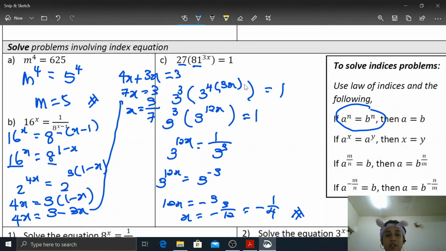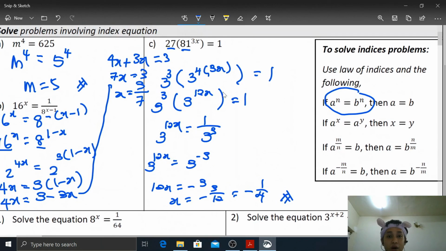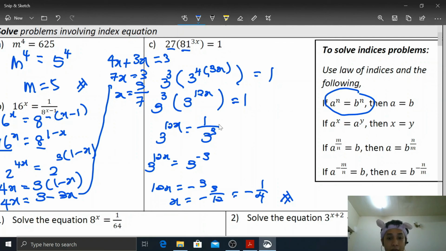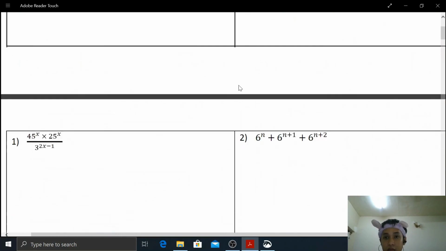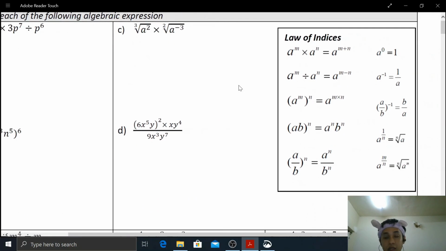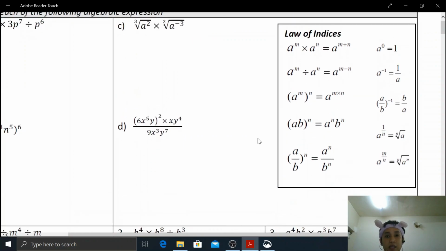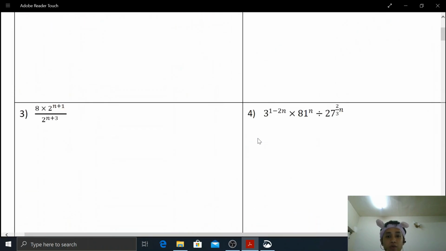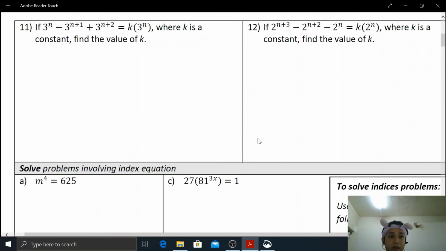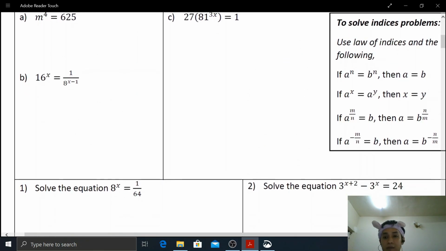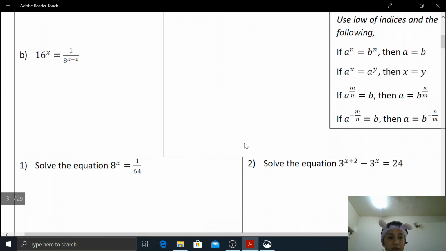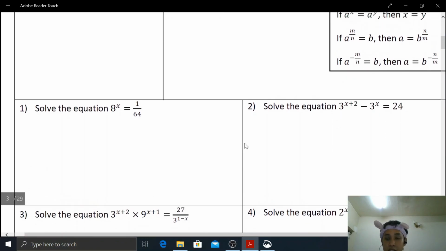So for indices, you need to be able to play around with the law of indices, meaning you need to know how to use the law of indices. You need to know how to convert the index form to be able to solve or get the value for the unknown. Then you need to try and play around with the questions and see how.